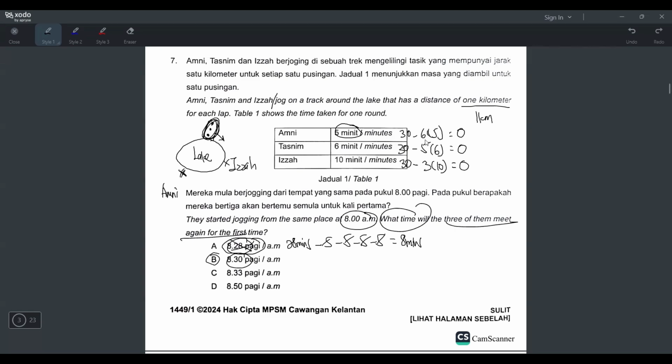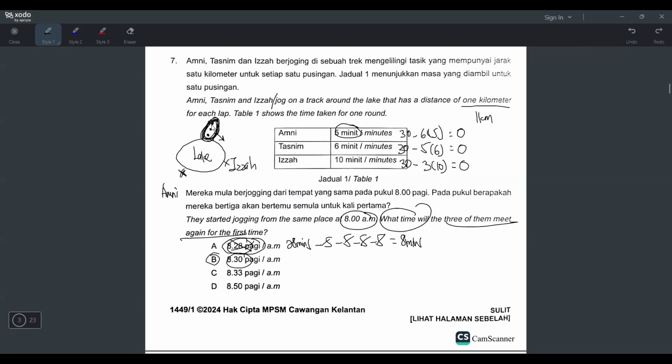Okay? It's just that the rounds they completed are different, because their speed is different, right? Some run faster, some run slower. But what we care about is when will they meet, right? What time will the 3 of them meet for the first time? So it's 8:30, because when it's 8:30, they are all at the same position, and the position is the starting point, right? Because at 30 minutes, they all completed different numbers of rounds exactly.